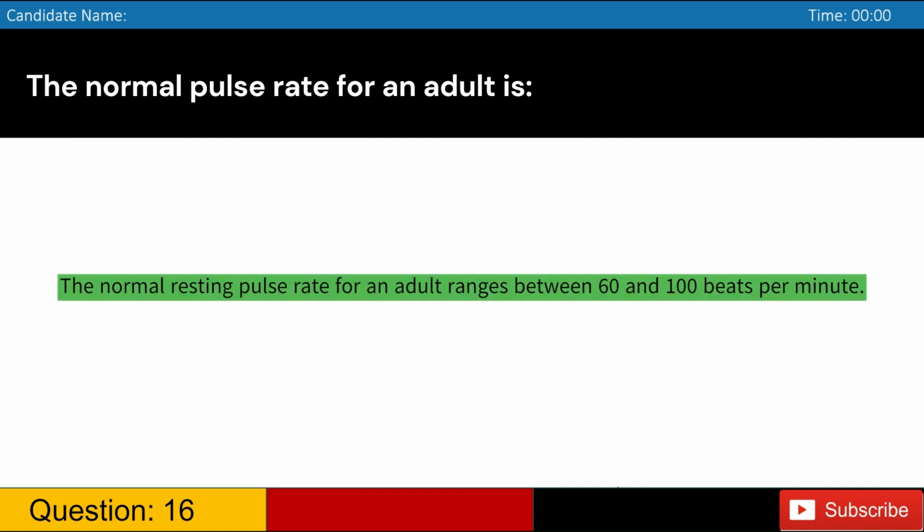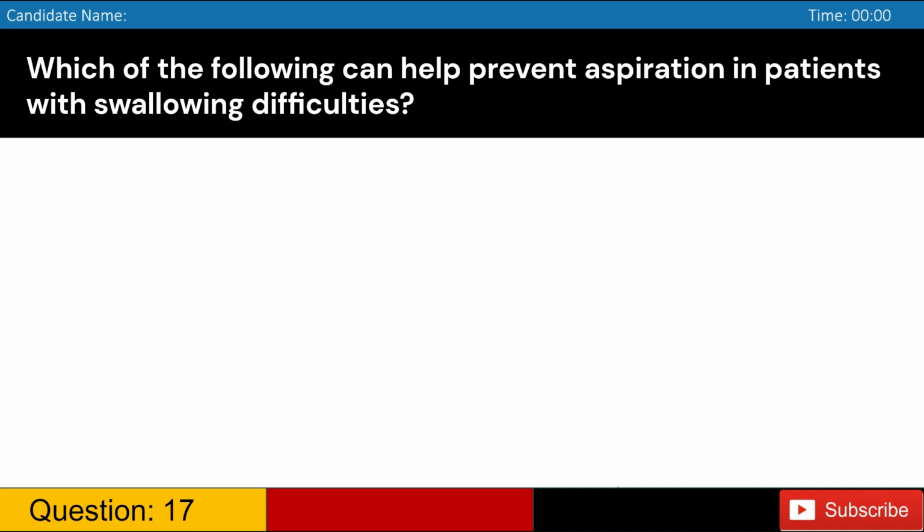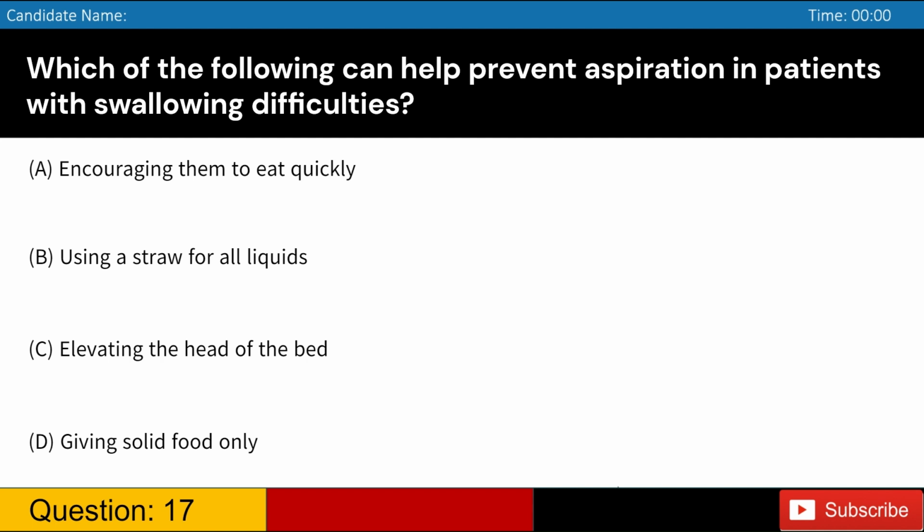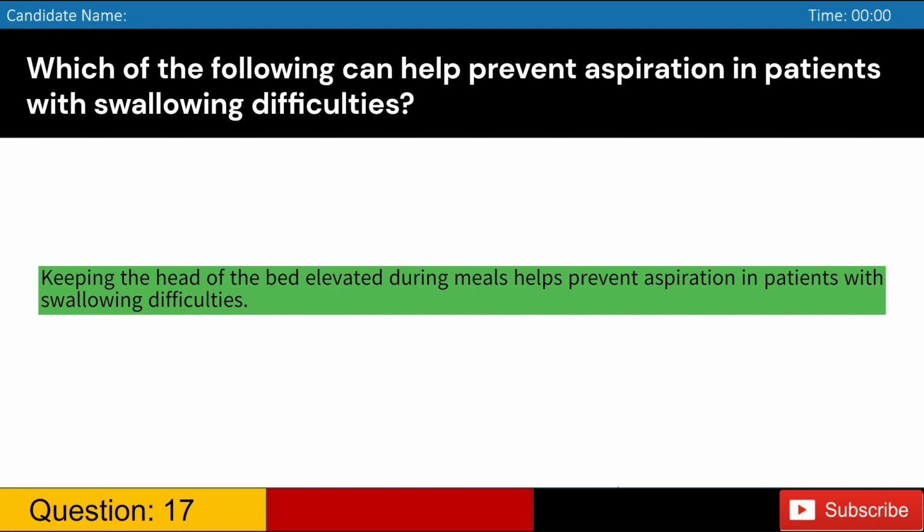The normal resting pulse rate for an adult ranges between 60 and 100 beats per minute. Which of the following can help prevent aspiration in patients with swallowing difficulties? A. Encouraging them to eat quickly. B. Using a straw for all liquids. C. Elevating the head of the bed. D. Giving solid food only. Answer C. Keeping the head of the bed elevated during meals helps prevent aspiration in patients with swallowing difficulties.